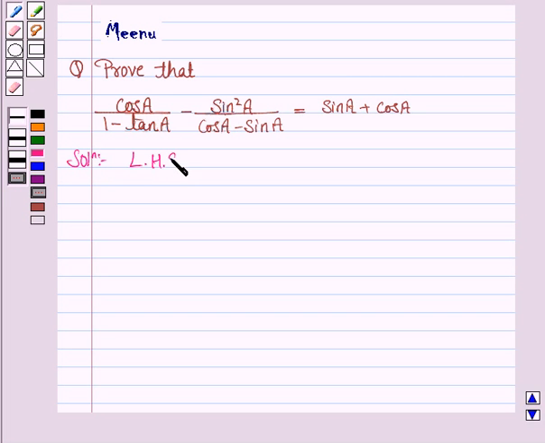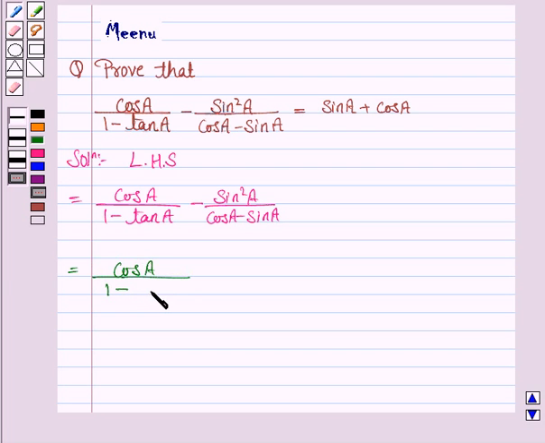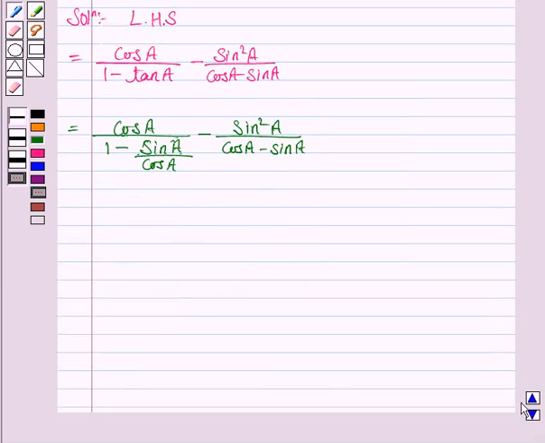And let's start the solution. We'll be first dealing with LHS. LHS is cos A upon 1 minus tan A minus sin square A upon cos A minus sin A. Now again, cos A upon 1 minus tan A can be written as cos A upon 1 minus sin A upon cos A, minus sin square A upon cos A minus sin A, right?